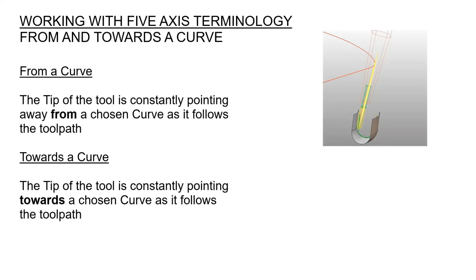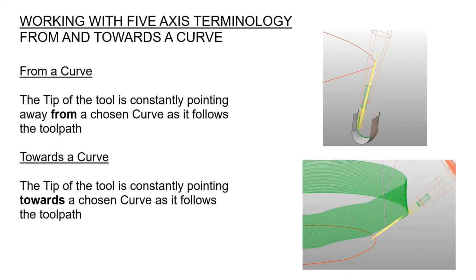Programming towards a curve is the opposite. The tip of the tool is constantly pointing towards a chosen curve as it follows the toolpath. In the second picture, we strike a line from the tip of the tool towards the curve. You can see that as the tool tracks the toolpath, it is always pointing towards the chosen curve.